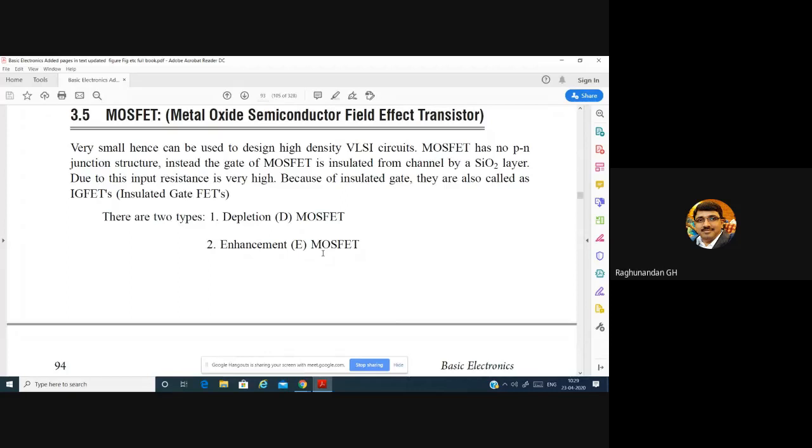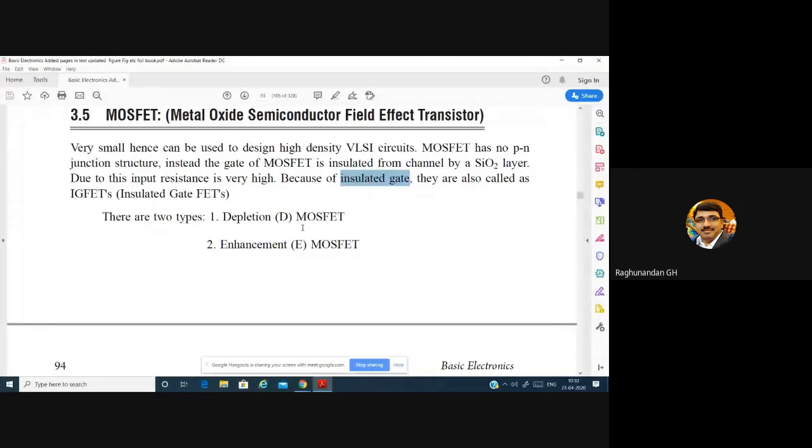Basically, whenever we use a SiO2 layer, silicon dioxide layer, it will be an insulating layer. So since it is having an insulated gate, because as we told, SiO2 layer is present with the gate, we call it insulated gate field effect transistor, IGFETs.